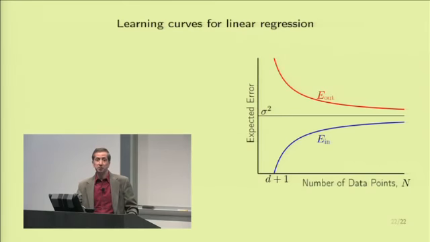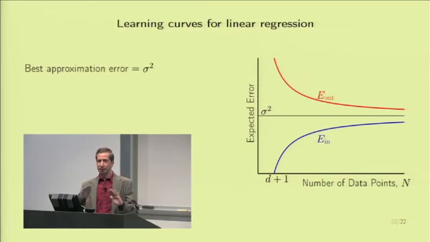And there is a very specific formula that you can get, which is interesting. So let me finish with this. The best approximation error is sigma squared. That's the line, right? Okay.